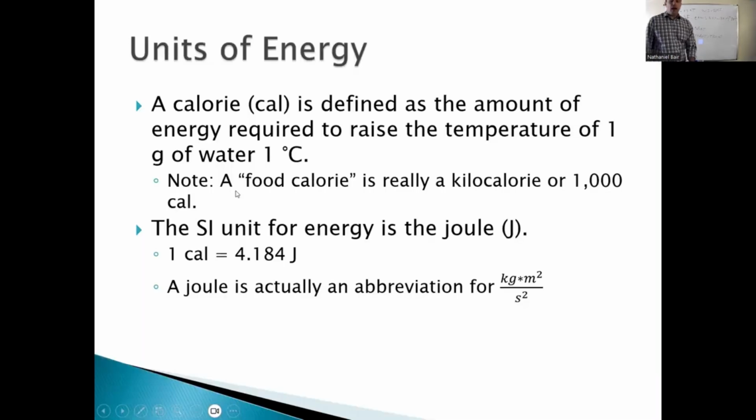Cool. All right, how do we measure energy? Energy is measured in two main units, the calorie and the joule. Now, you are probably familiar with the calorie because of food calories. A food calorie is actually 1,000 scientific calories. If you ever look on the back of a nutrition label, they actually capitalize the C.